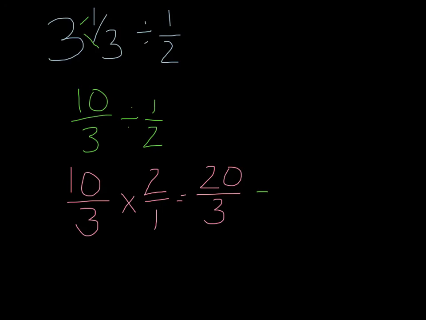Now, we should convert it back into a mixed number. So I'm going to ask myself, how many times does 3 go into 20 nice and neatly? We're going to get 6. How many do we have left over? Well, 6 times 3 was 18, so we had 2 left over, so that is going to become my numerator of my fraction, and we're going to keep the same denominator, so it'll be 6 2/3.